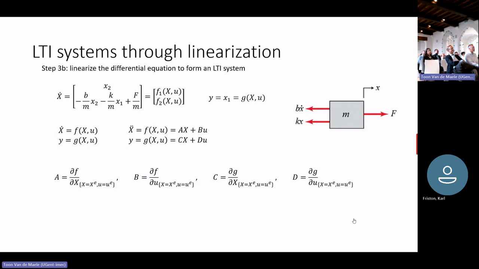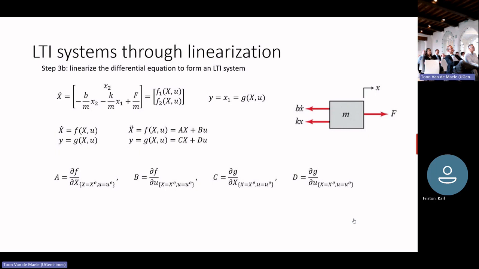So all you initially need is find this out and then take the partial differentiation around the equilibrium point. With respect to X, you immediately get A. So if you do it with B, with U, you immediately get B. And if you take the second observation model and then differentiate it with X, you get C, and then same thing with D.